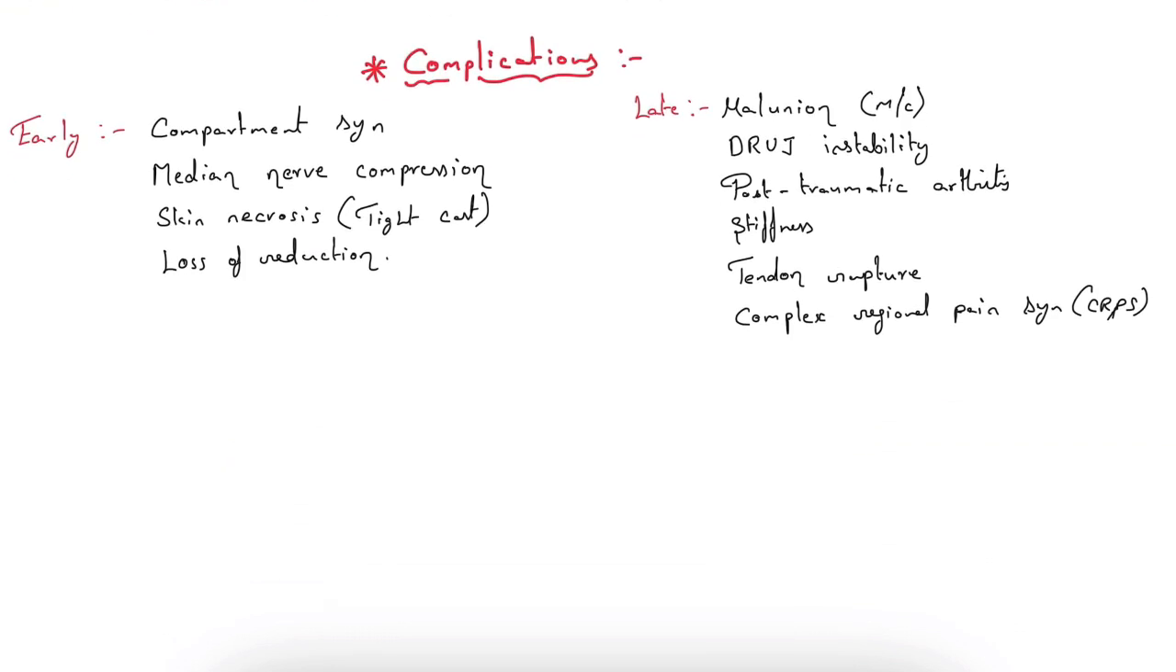In complications, I divided into 2 types: early complications and late complications. In early complications, we can see compartment syndrome and median nerve compression and skin necrosis because of tight cast, and loss of reduction. In late complications, we can see malunion, which is most common, and distal radial ulnar joint instability and post traumatic arthritis, stiffness and tendon rupture, and CRPS, complex regional pain syndrome.